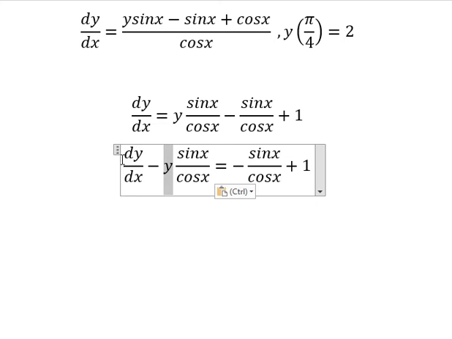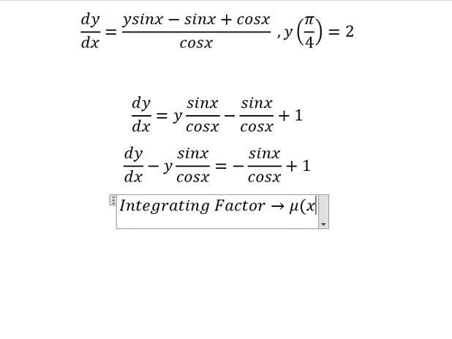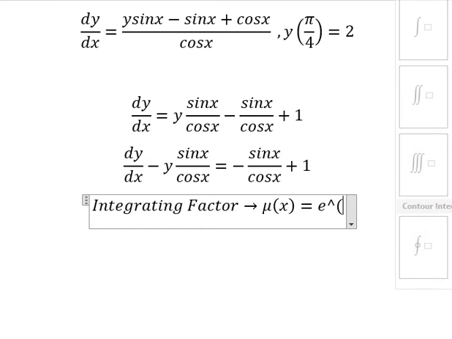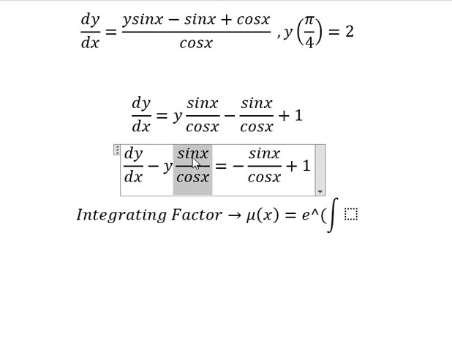We have y and the first derivative of y, so we can use the integrating factor. So we need to find mu s equals e to the power of the integration. We see that negative sine s over cosine s. This is for the integrating factor.